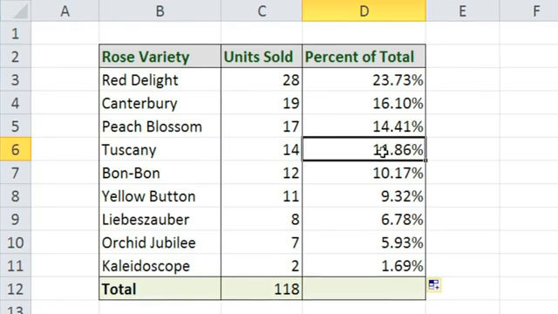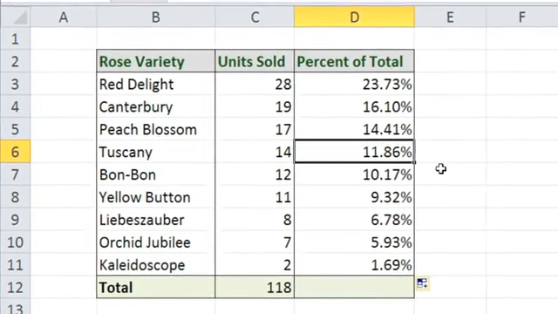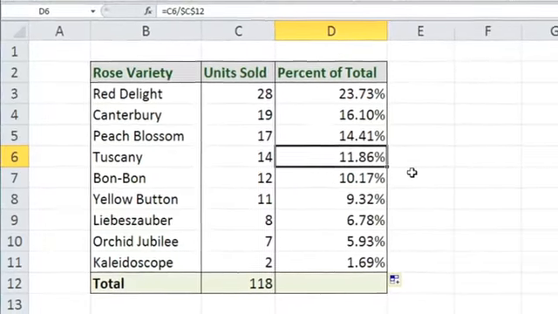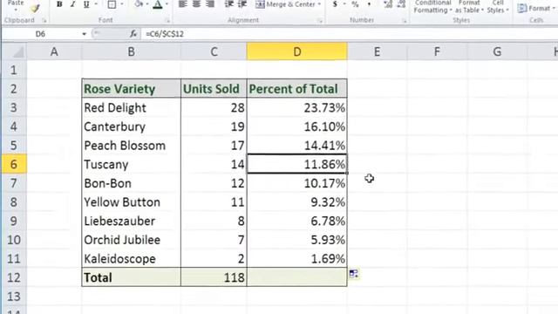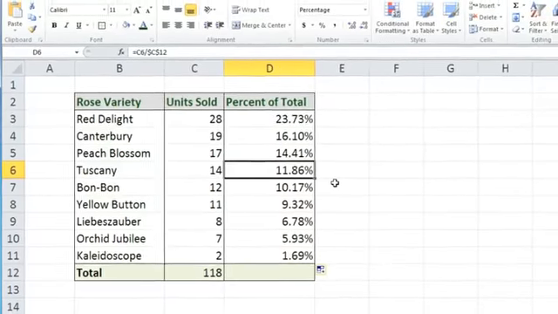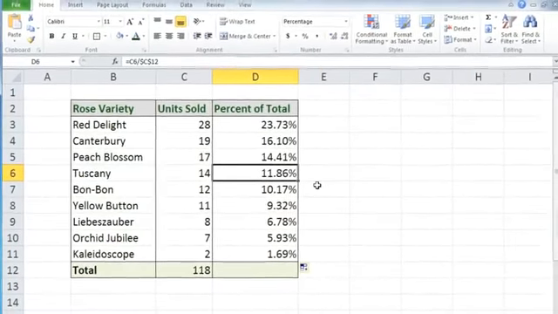The type of cell references that you use in your formulas are very important, so whenever you're creating a formula, just ask yourself whether you want to use relative references, absolute references, or both.